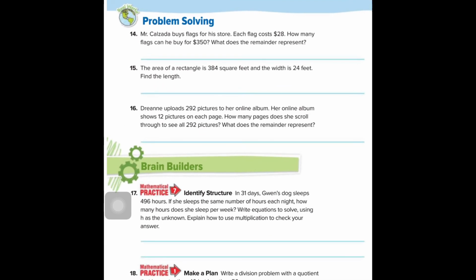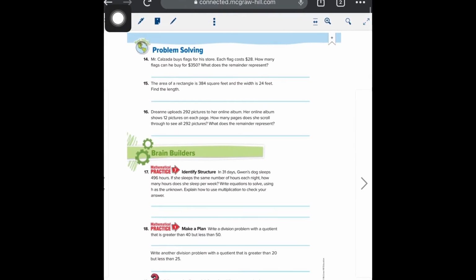Okay, number 14. We are going to read this. Mr. Calzada buys flags for his store. Each flag costs $28. How many flags can he buy for $350? What does the remainder represent? Ooh, fun. So we have 28 bracketed up to 350.